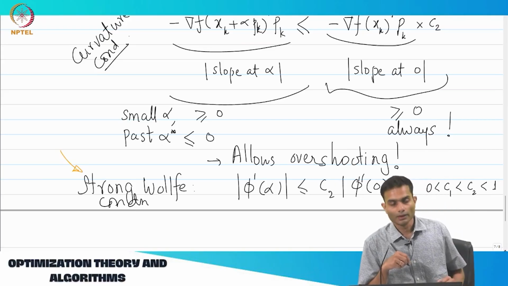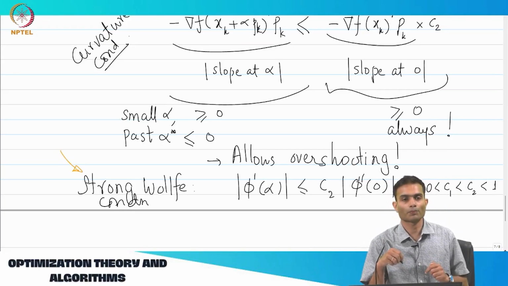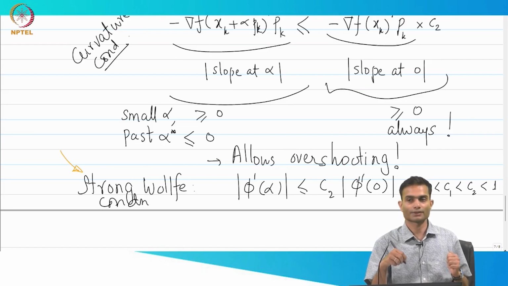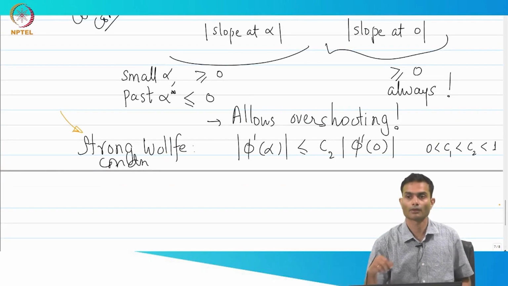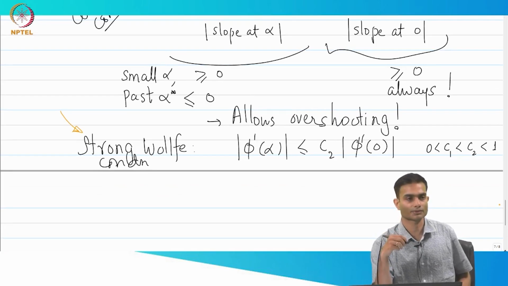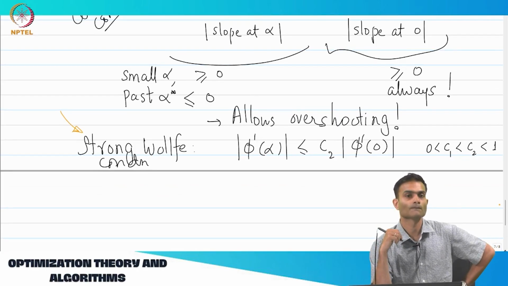What is the cost that I have to pay to implement the strong Wolfe condition? By cost I mean computational resources. Yes, question?